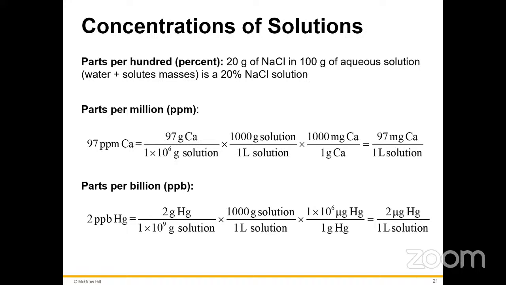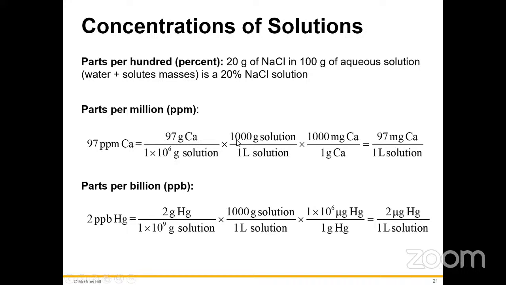But you have some other ways of expressing concentrations. You have also what is known as parts per million and parts per billion. And these are typically used when it comes to very small concentration values. So for example, 97 parts per million calcium is the same thing as 97 grams of calcium in 1 million grams of the solution. And we can actually convert that using these 2 conversion factors to get the same value in terms of milligrams per liter of solution.